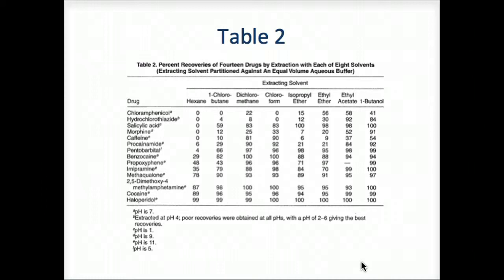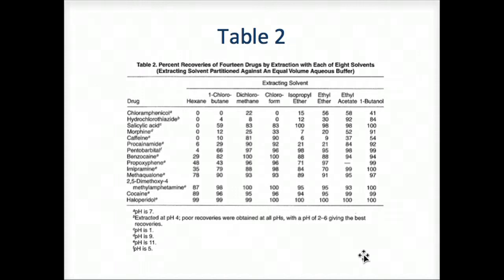Here's table 2. To appreciate drug distributions between a primarily aqueous phase and the organic phase, this table indicates recoveries of polar and nonpolar drugs using 8 different solvents across the top here. Notice that drugs with one functional group, such as a tertiary amine, are recovered in high yield by nearly all solvents. Polar drugs, such as hydrochlorothiazide, morphine, and caffeine, need more polar solvents. So this is a pretty interesting table to look at as far as solvent selection.